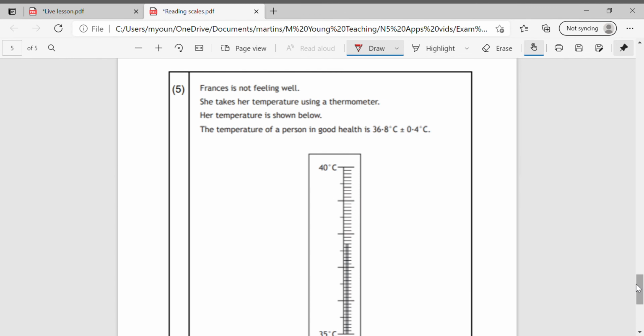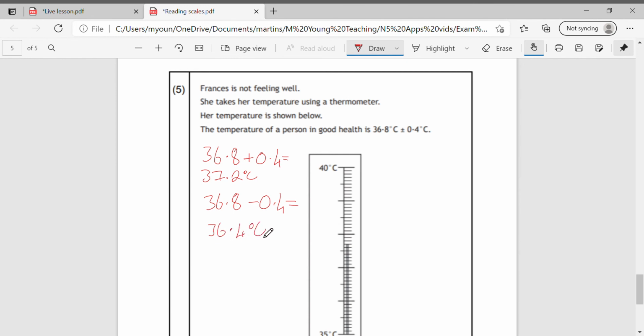So, to be healthy, you're 36.8 plus or minus 0.4. So let's work out what that range is then. So 36.8 plus 0.4 and 36.8 minus 0.4. So 36.8 plus 0.4, that's going to be 37.2 degrees Celsius, and that's going to be 36.4 degrees Celsius. So what we want to see is whether this temperature is between those.